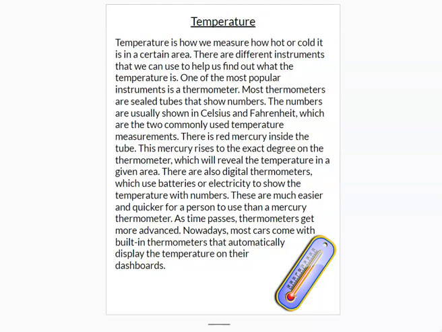There are also digital thermometers, which use batteries or electricity to show the temperature with numbers. These are much easier and quicker for a person to use than a mercury thermometer. As time passes, the thermometers get more advanced. Nowadays, most cars come with built-in thermometers that automatically display the temperature on their dashboards.